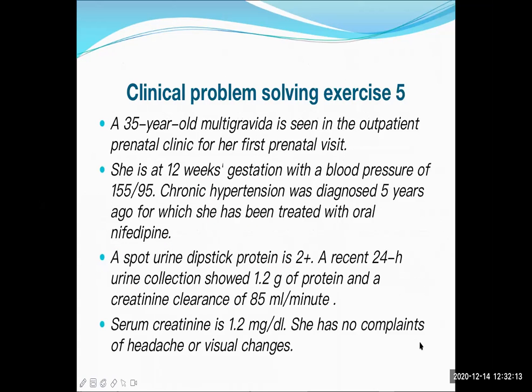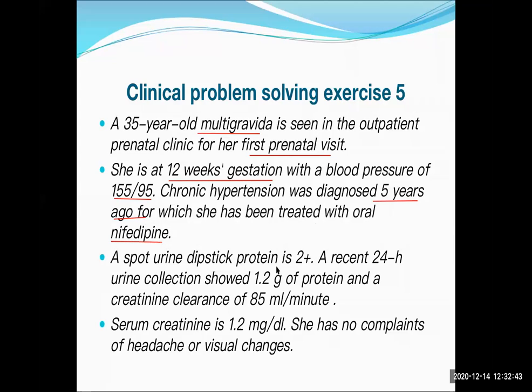Now let's move on. Another case. Let's solve it. A 35-year-old multigravida is seen in the outpatient prenatal clinic for her first prenatal visit. She is at 12 weeks gestation with a blood pressure of 155 over 95. Chronic hypertension was diagnosed 5 years ago, for which she has been treated with oral nifedipine.